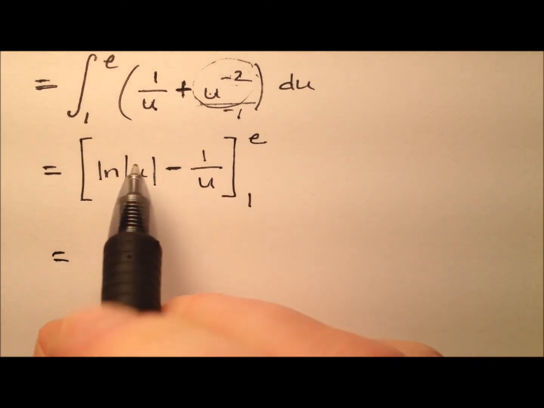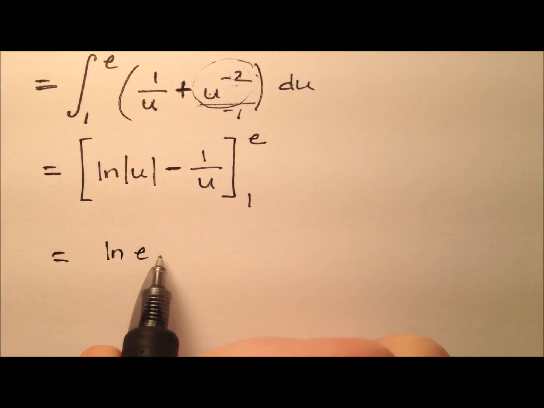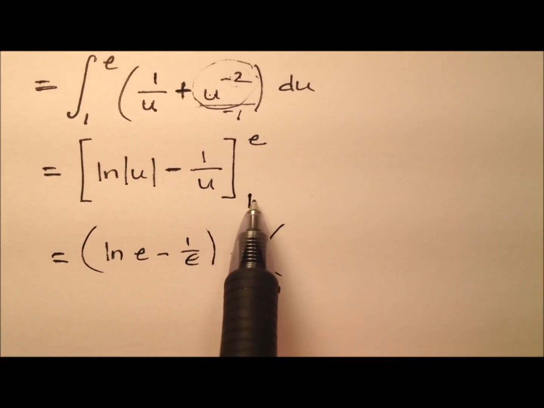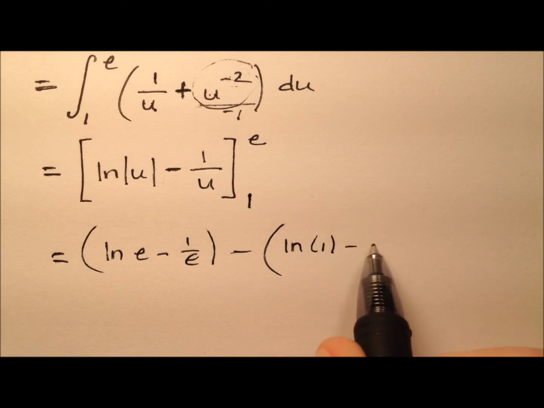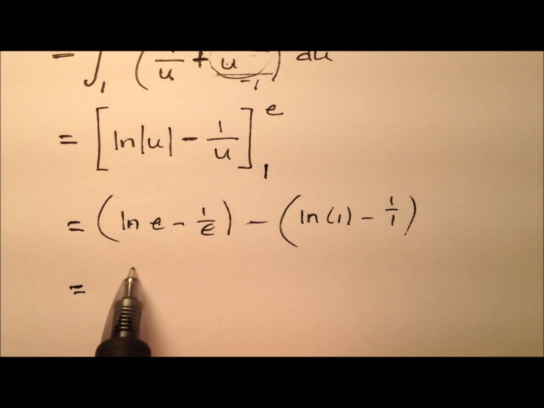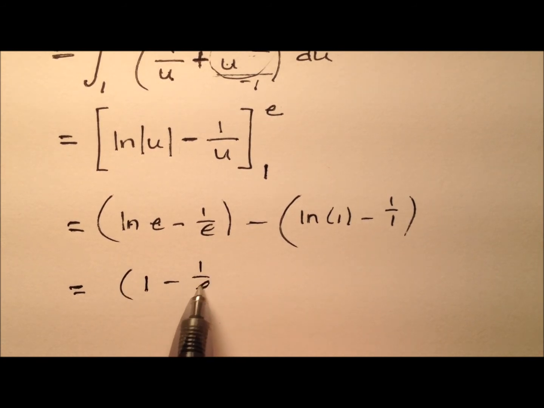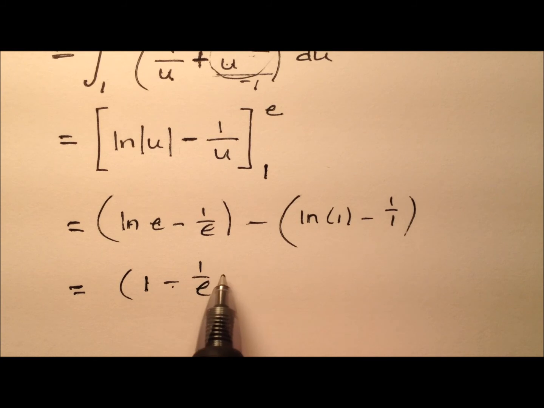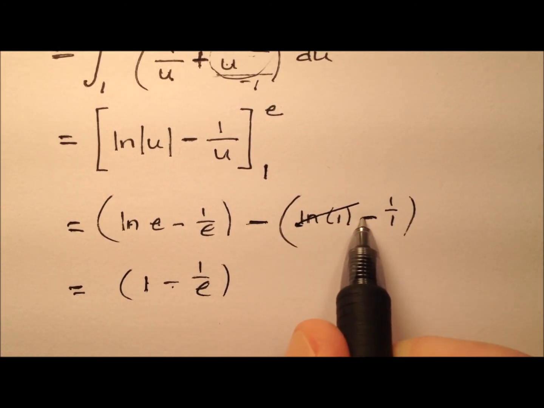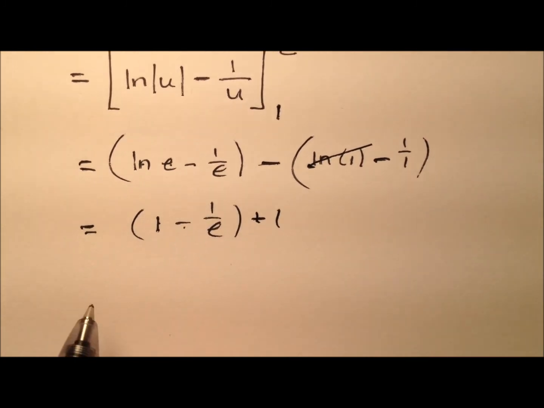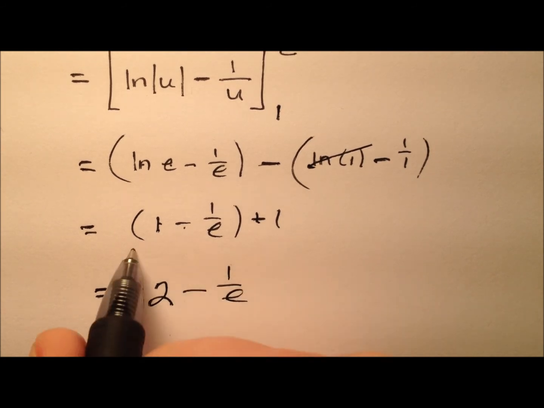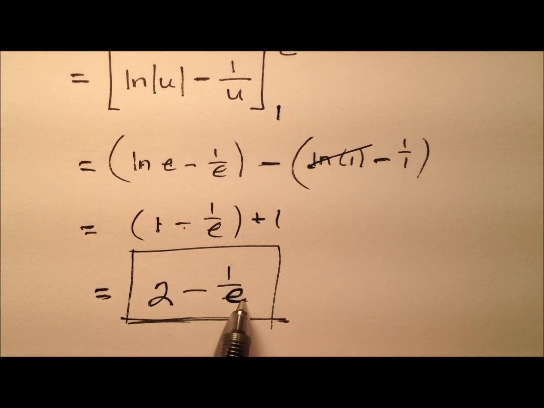So plugging in the e first, it looks like we'll have the ln of e minus 1 over e. And then minus, we'll plug in the 1, so the ln of 1 minus 1 over 1. Well, the natural log of e is just 1, so 1 minus 1 over e. The natural log of 1 is 0, and then we're subtracting a negative 1, so we're really going to add 1 there. So finally, 1 plus 1 is 2 minus 1 over e. So that didn't come out too badly at all.